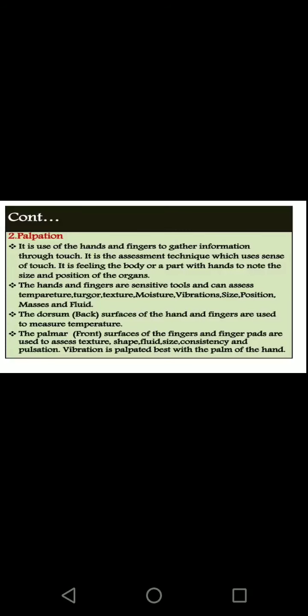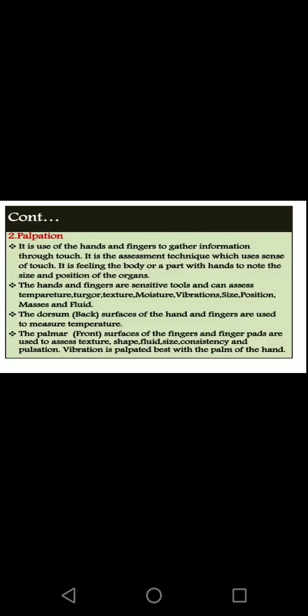Second one is palpation. It is the use of the hands and fingers to gather information through touch. It is the assessment technique which uses the sense of touch. It is feeling the body or a part with the hands to note the size and position of the organs. We will palpate the organs to assess the site or condition of the organ. The hands and fingers are sensitive tools. As we all know, we can assess temperature, turgor, texture, moisture, vibrations, size, position, and any kind of mass or fluid presence in the organs.